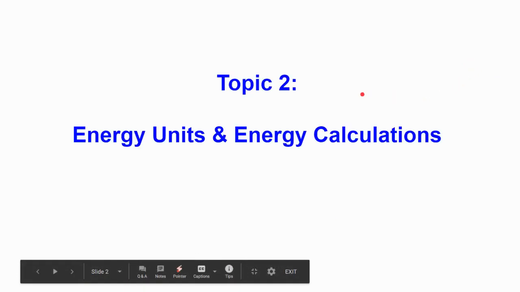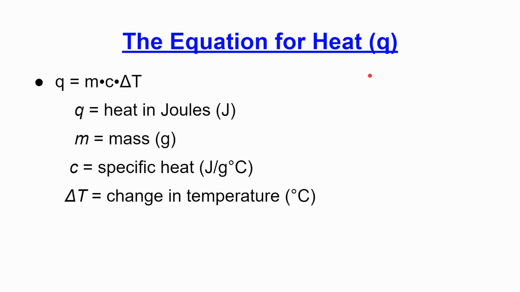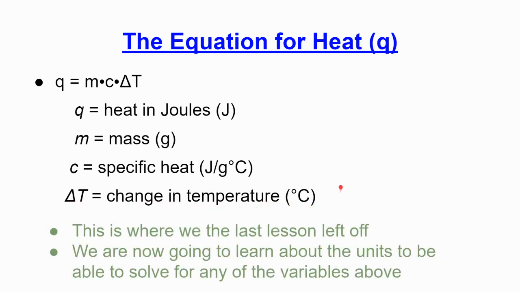Today's topic is going to be energy units and energy calculations. We learned at the very end of the last lesson about the equation for heat, which is represented by the variable Q. Q equals mC delta T. We're going to go through these units more in depth today and be able to solve for any one of these variables. Q is in units of joules, mass in grams, specific heat is in joules per gram times degrees Celsius, and delta T is the change in temperature in degrees Celsius. So once again, this is where we left off, trying to make a connection from the last lesson to this lesson.